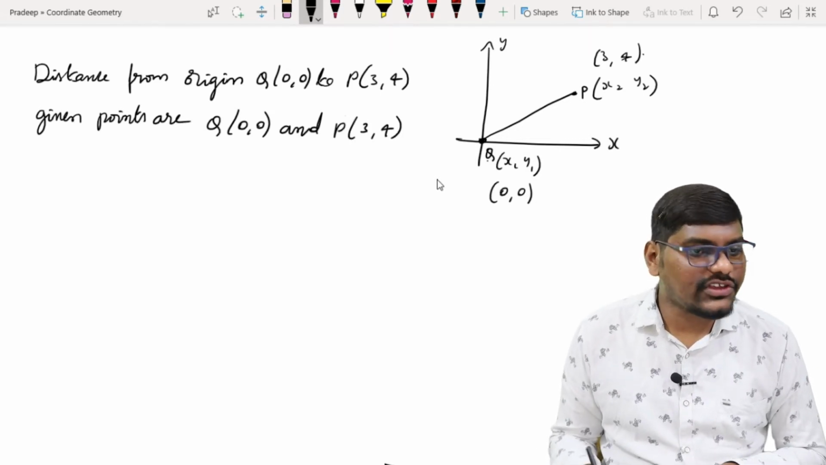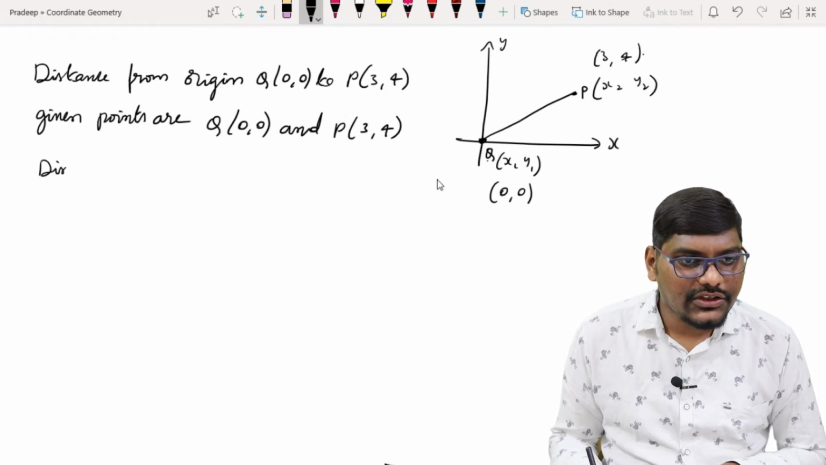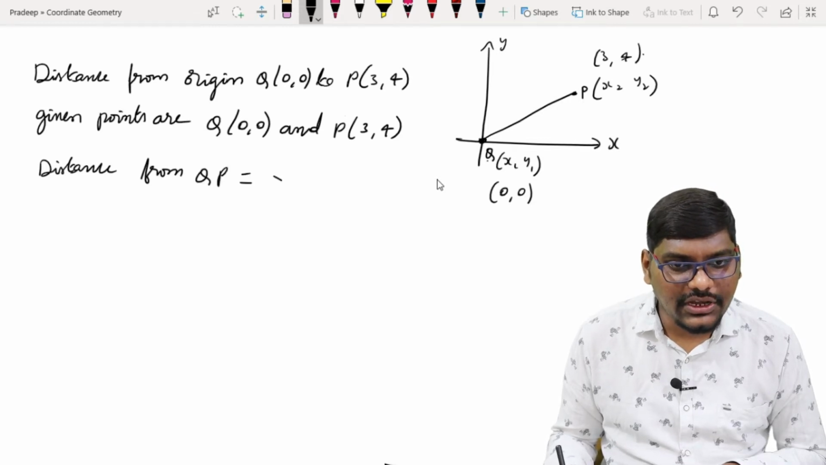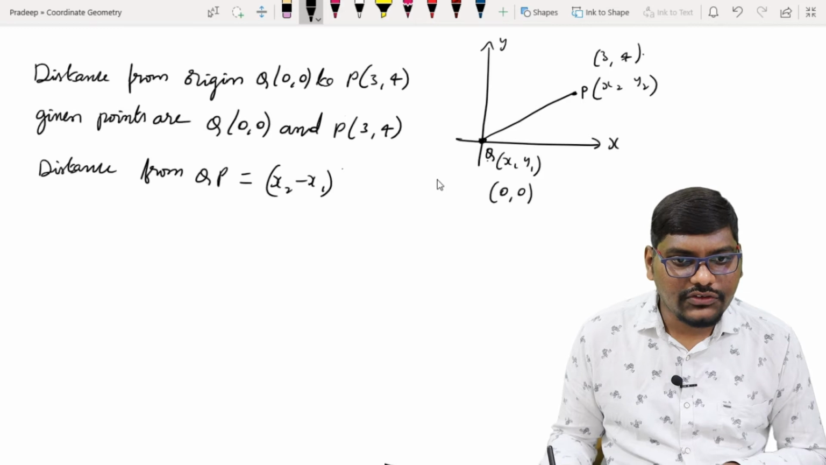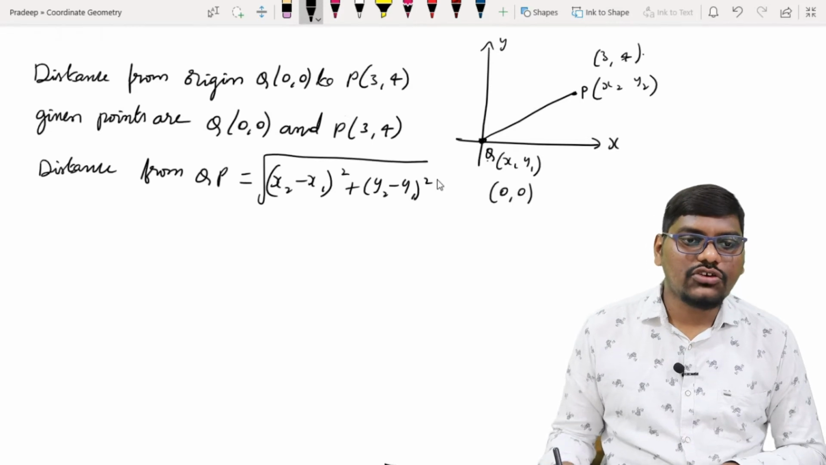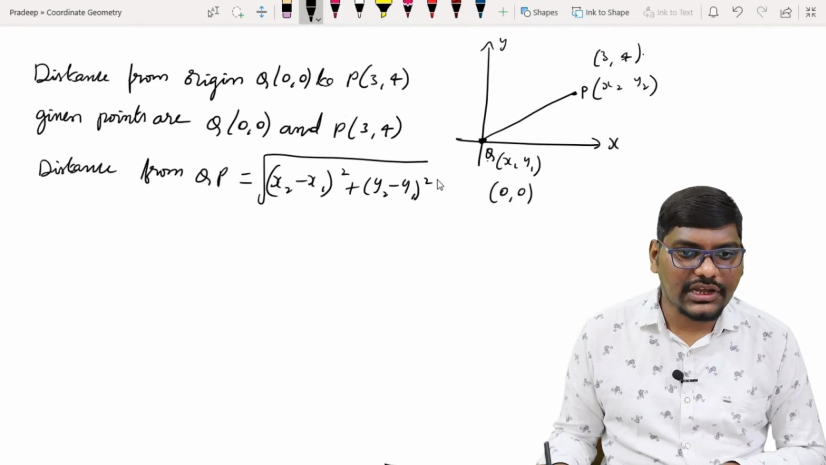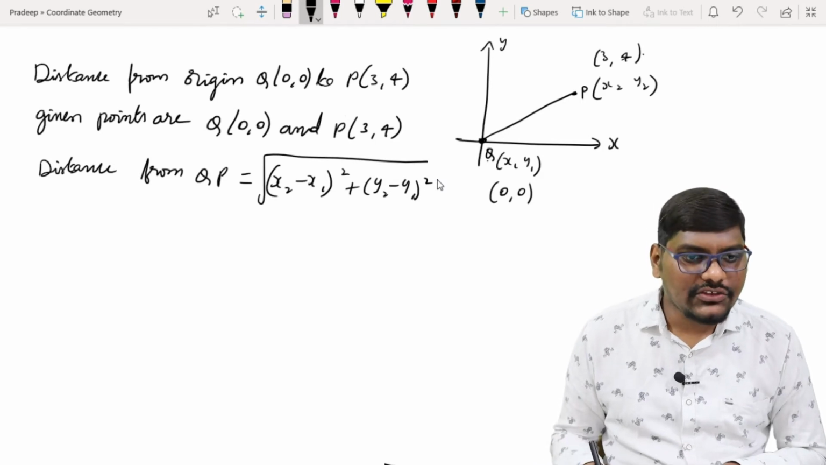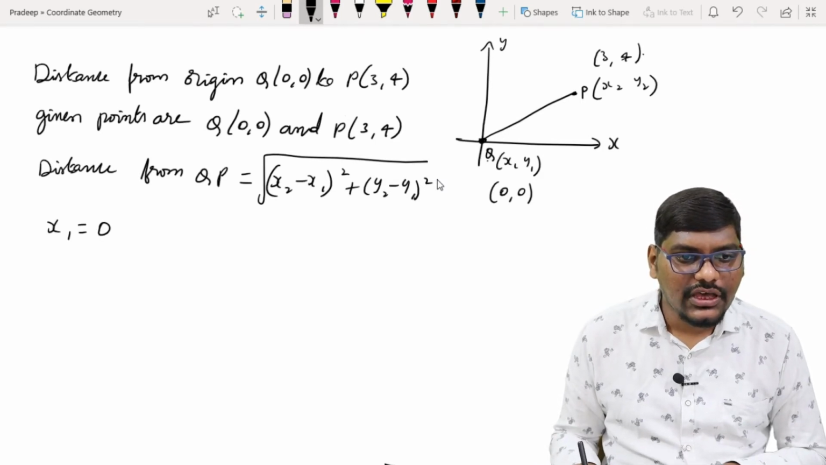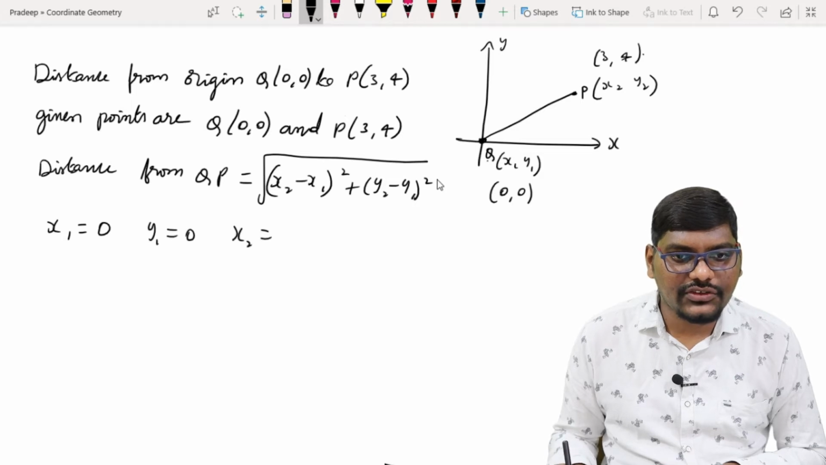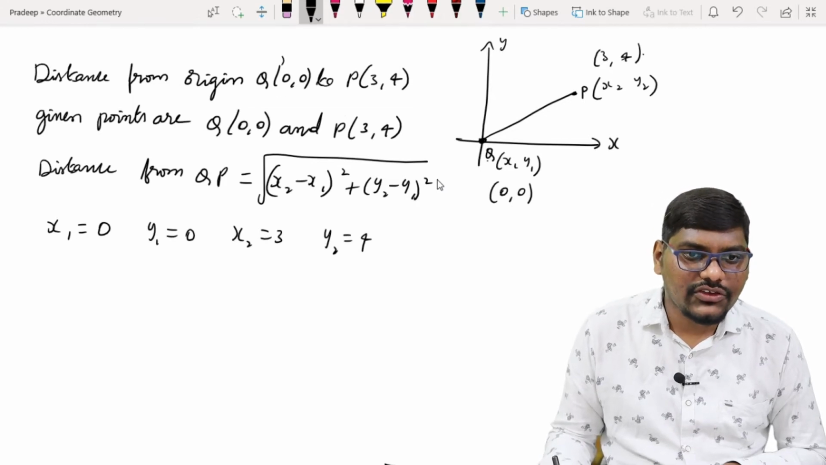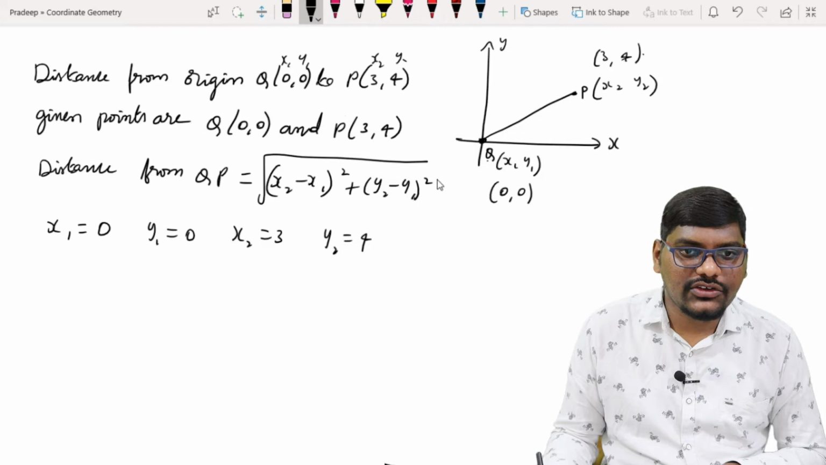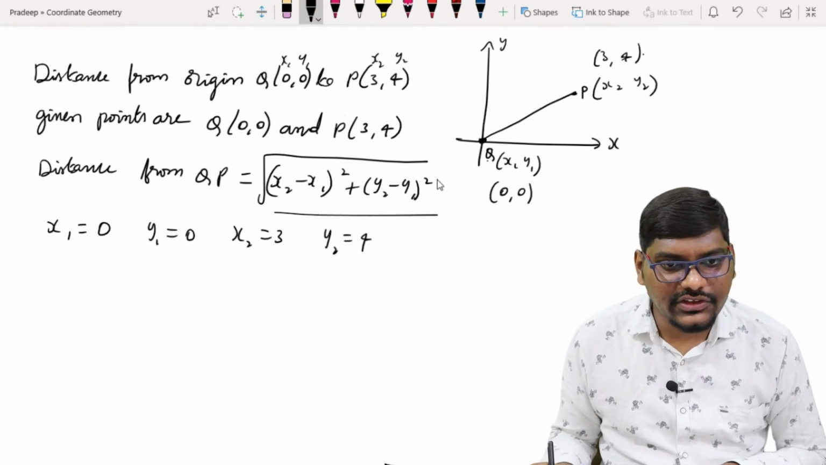So now we'll take the same distance between 2 points formula. So I can write distance QP, that is nothing but the square root of (x2 minus x1) whole square plus (y2 minus y1) whole square. This is the formula. So I'm just trying to substitute all these values in this particular formula. So for that, what is x1 here? x1 is nothing but 0, y1 is also 0, x2 is 3 and y2 is 4. Okay, here are the points. This is x1, this is y1, this is x2 and this is y2. So we'll just substitute all these values.